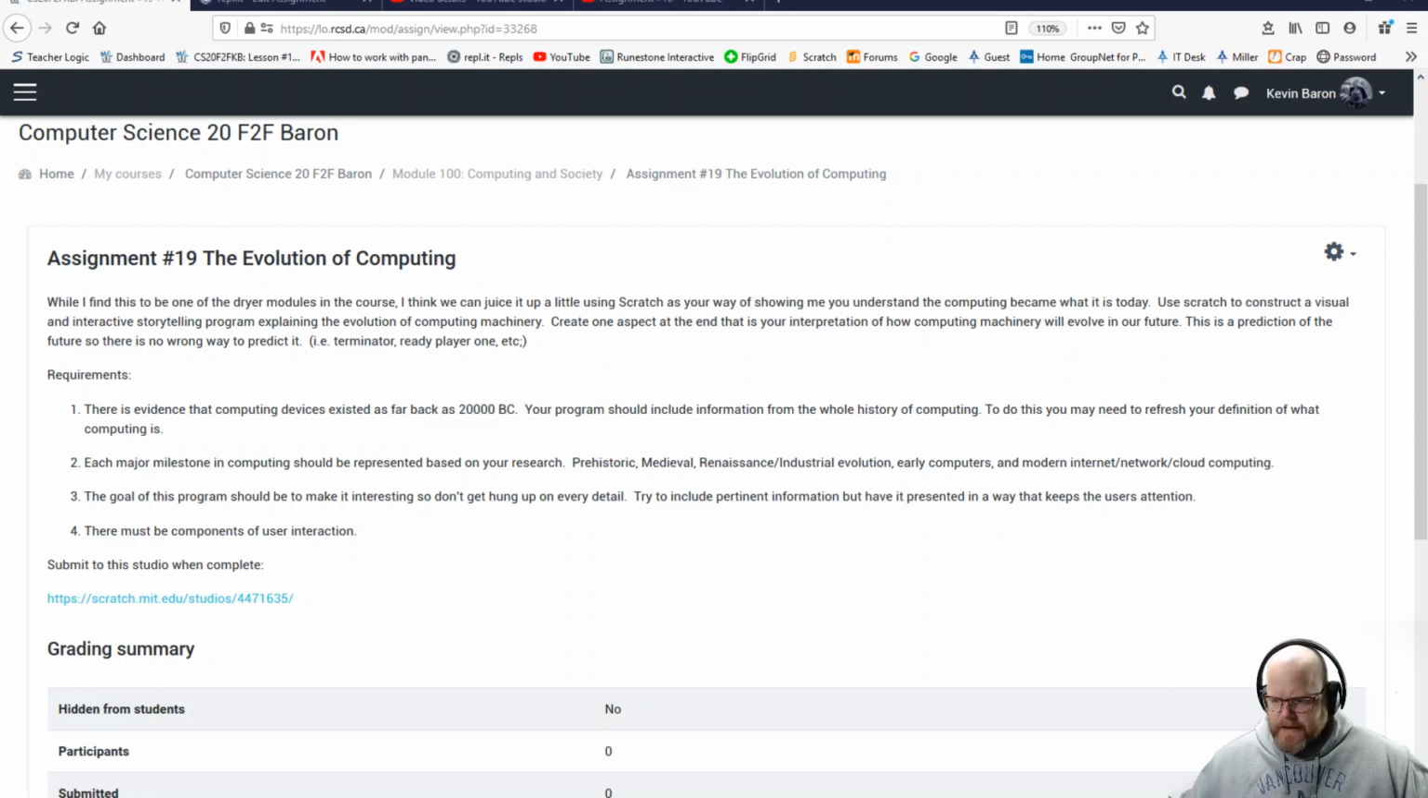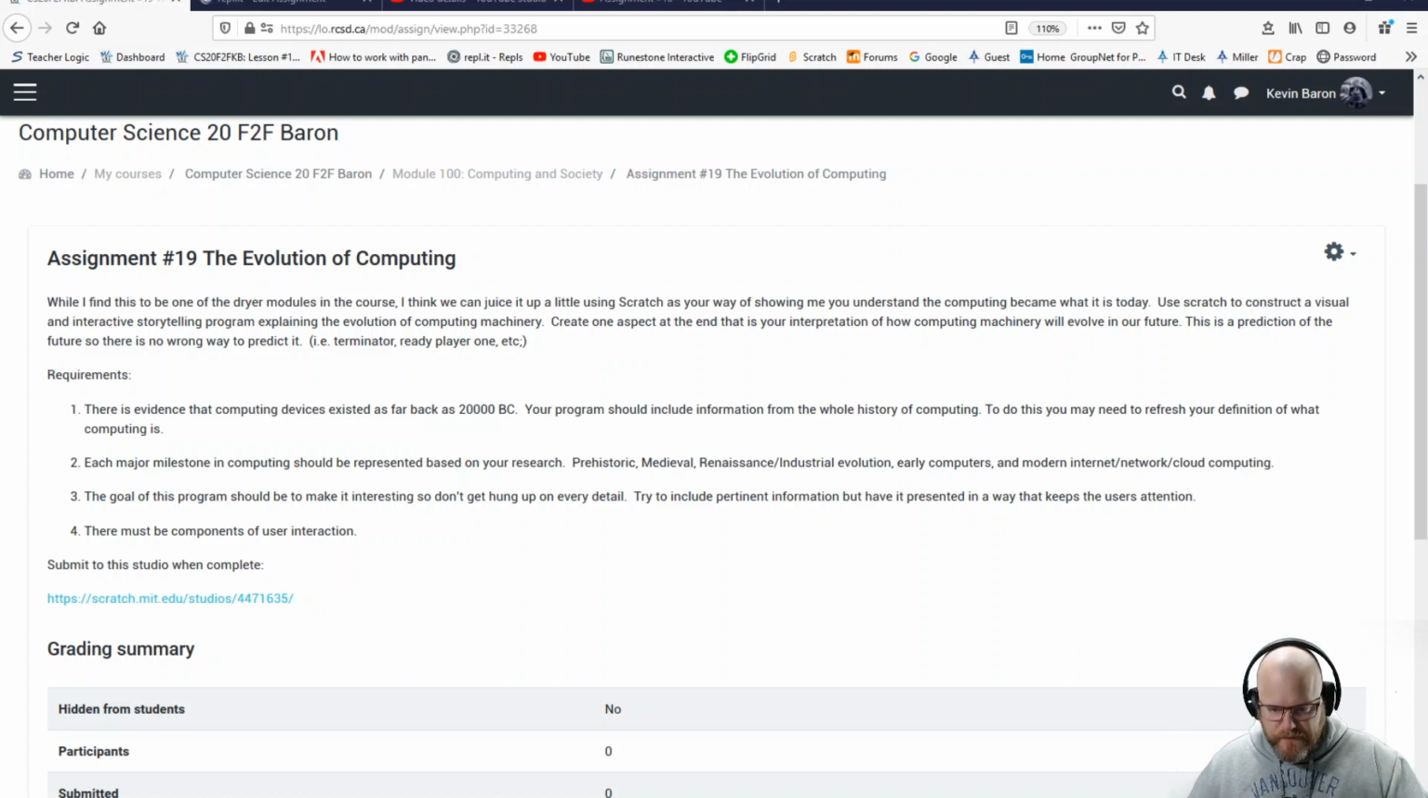Okay, assignment number 19. We've moved out of the Python stuff and we're into the evolution of computing. This module is supposed to be done first, but I think if I did it first, I would lose lots of students in the first week because it can be a little bit dry. And I think I've juiced it up enough to make it not terrible.